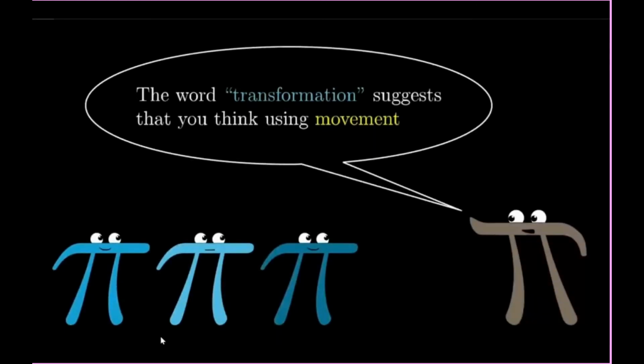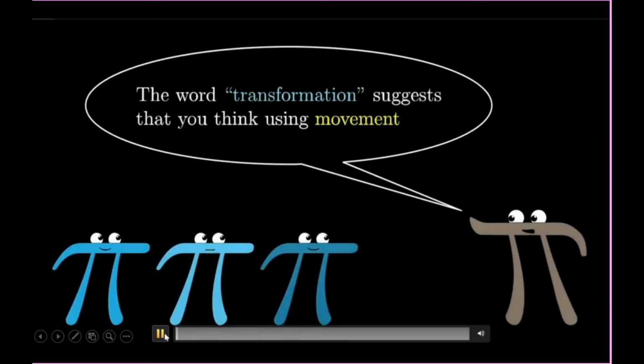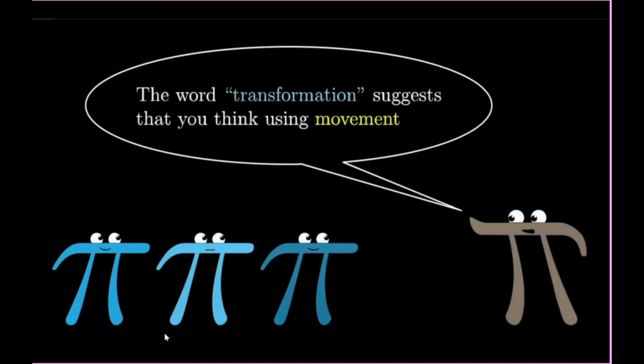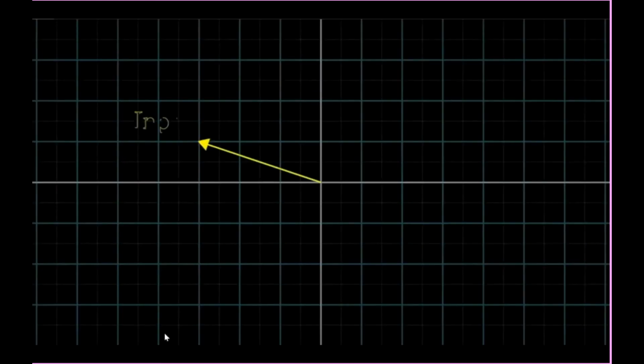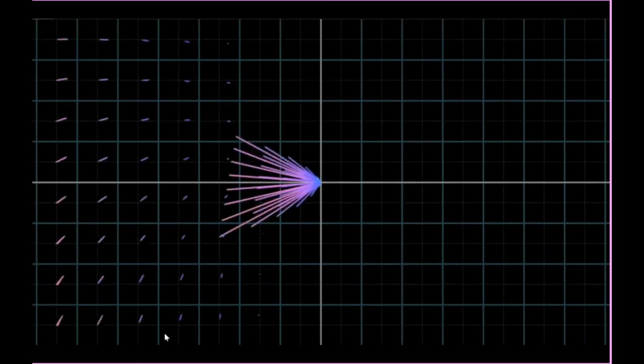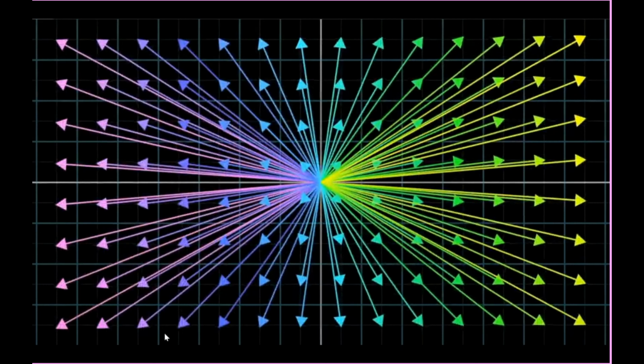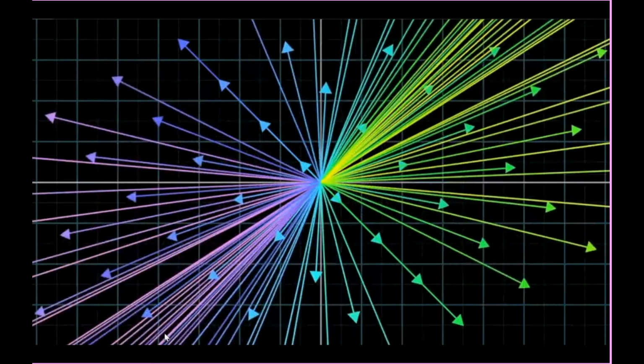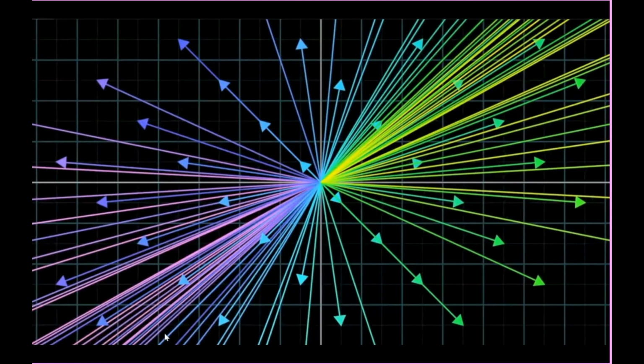Let us see this in the picture visually. If you give an input vector, after applying the transformation it moves like this. Initially the yellow one is the input vector, and the pink one is the corresponding output vector after the transformation. Like that, each and every vector in the two-dimensional space moves somewhere else after the transformation. This is the new picture of the space after applying the transformation.